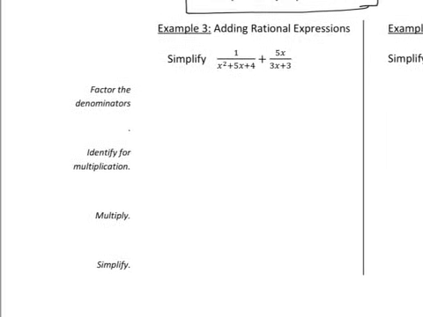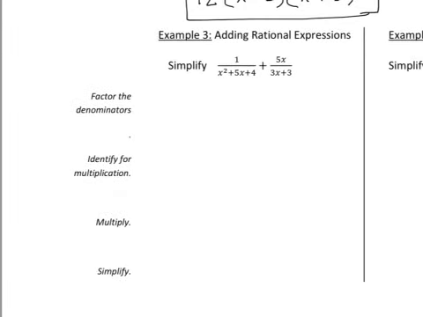Now we're going to add and subtract rational expressions. We'll do adding first. The steps are on the side here, so we'll just follow them. We need to factor the denominators. Our first expression is 1 over, what can we factor that denominator into? It has to multiply to get 4 and add to get 5, so x plus 4 and x plus 1. Now we need to factor the denominator of the second. What can we do with that one?